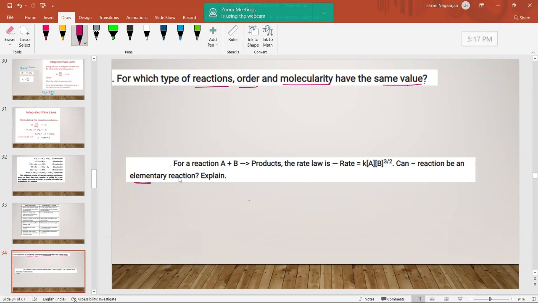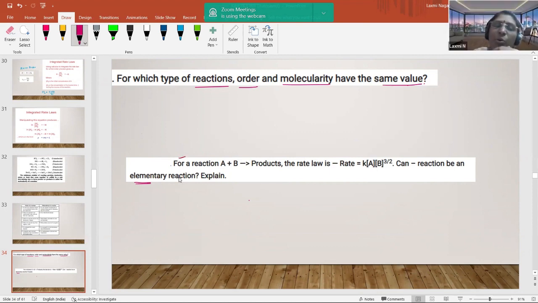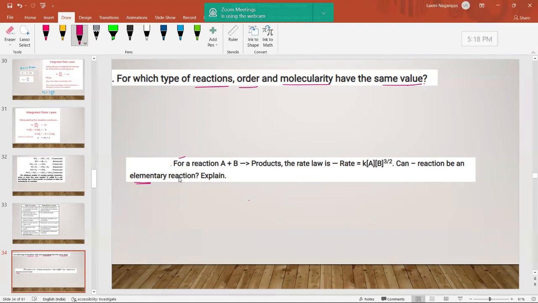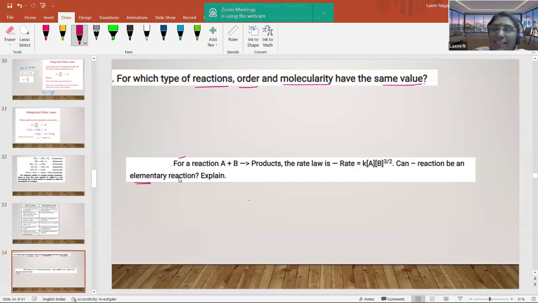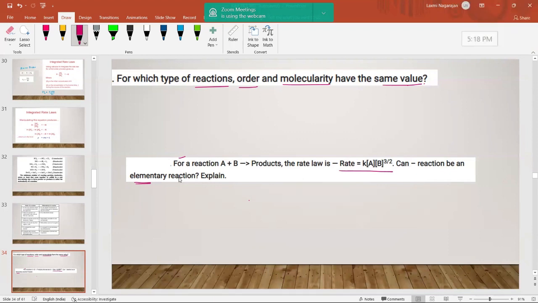Single step. Okay, but what if it is a board question, sir? How do you answer this question? You can't take an example and say, right, sir? Like acetaldehyde, sometimes even the examiners wouldn't know what is happening with acetaldehyde. So what will be the convincing way to answer this question? Can this reaction be an elementary reaction, the rate law being given?